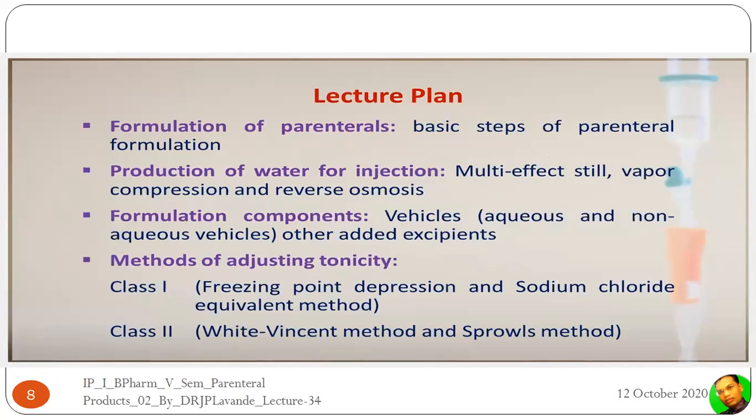Then we have to see the formulation components, like the different kinds of vehicles that are used, that may be aqueous vehicle, non-aqueous vehicle, and other added excipients. Then we will see some of the methods that are used in order to adjust the tonicity, in which we have to see the class 1, class 2 method. Class 1 method consists of freezing point depression and sodium chloride equivalent method, whereas class 2 is the White-Vincent method and the Sprowls method. Sprowls method is also called the modified White-Vincent method.